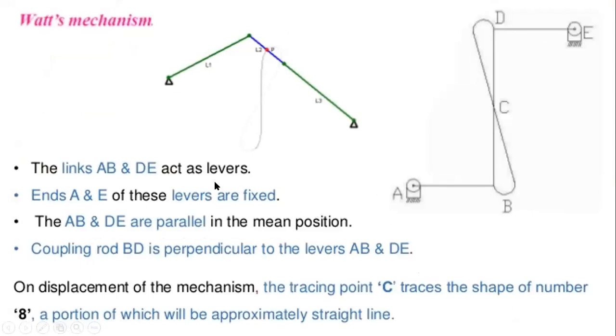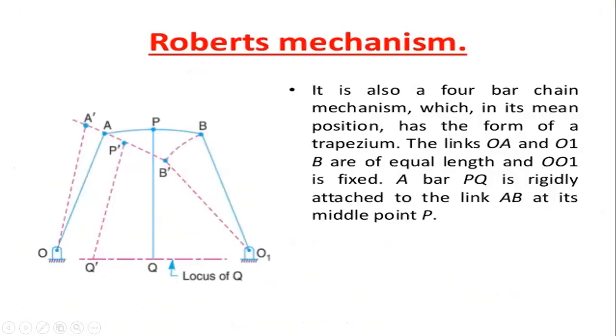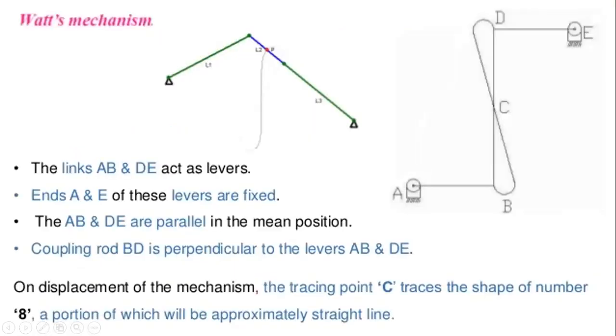Next, in this Watt's mechanism, the links AB and DE act as levers. So AB and DE, both act as the levers here. Lever means two oscillating links, and A and E of these levers are fixed. So A is a fixed point here, and E is also a fixed point. The AB and DE are parallel in the mean position.